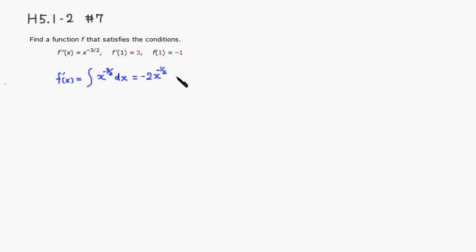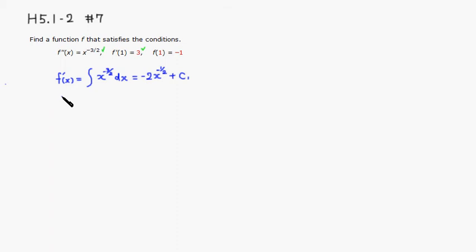Then you might have plus some constant, so you have a plus some constant c. I'm going to call it c1 because I might have to use other constants too. So we use this second derivative initial condition here to find the value of c1.